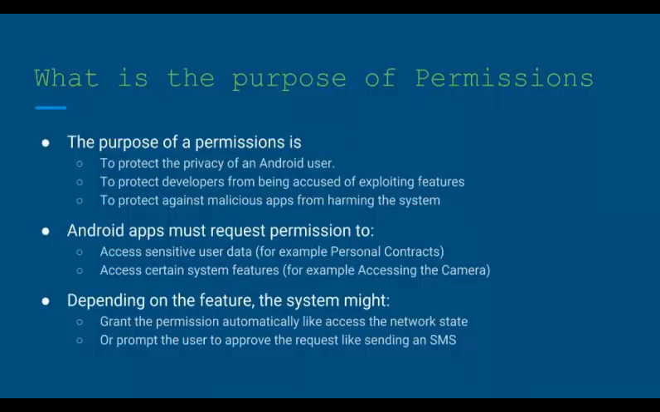Android apps must request permission to access sensitive data, for example, personal contacts, and to access system features like the camera. Depending on that feature, the system might grant the permission automatically, like accessing the cellular network state, so whether the network is on or off, things like that, or prompt the user to approve the request, like sending an SMS.